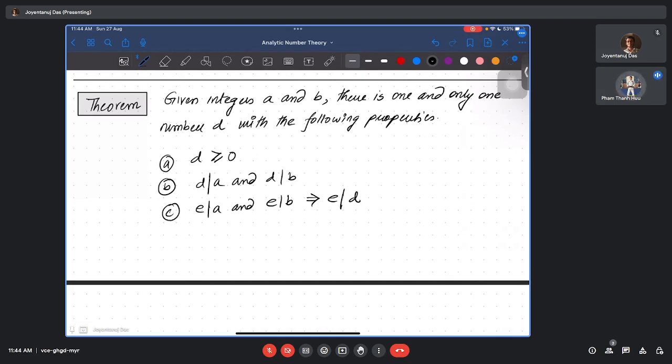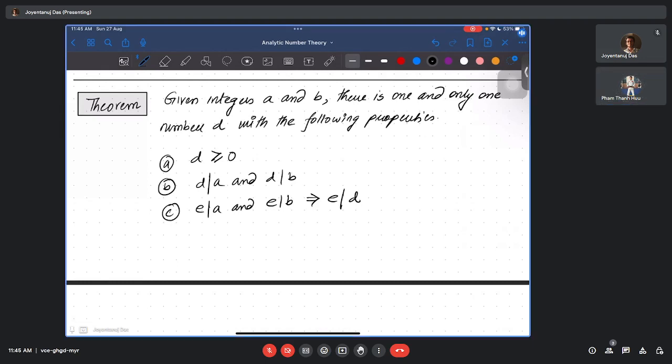Given integers, one and only one number d. Right, this is different from the previous theorem.